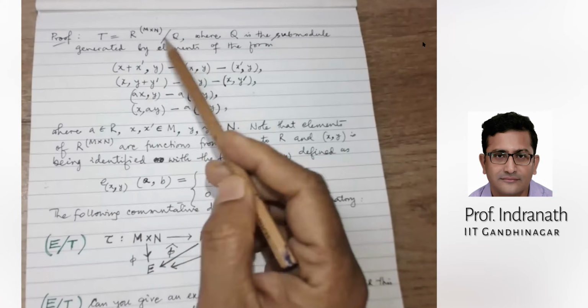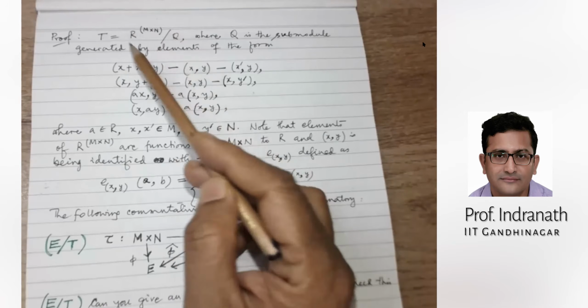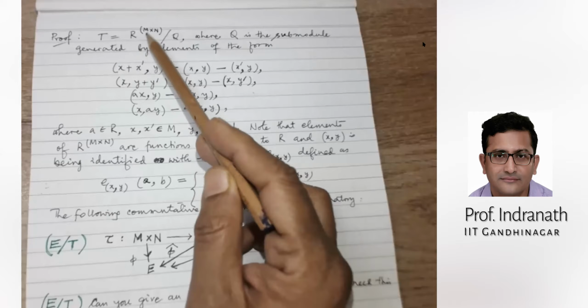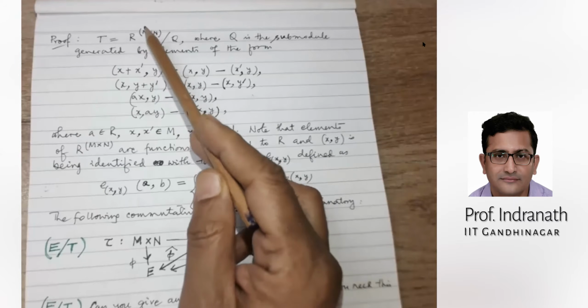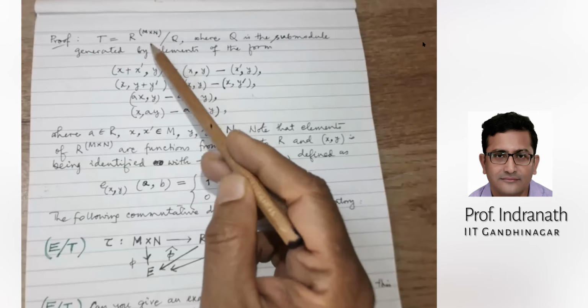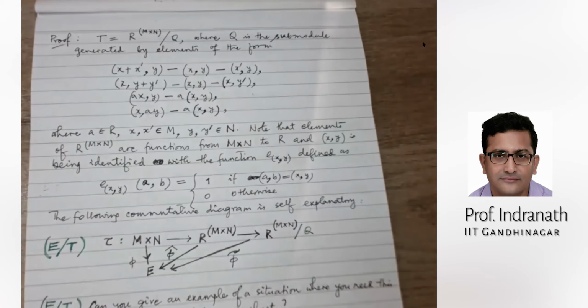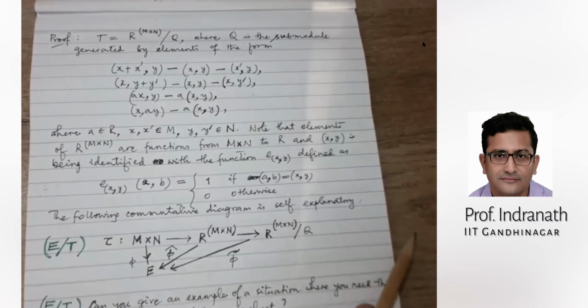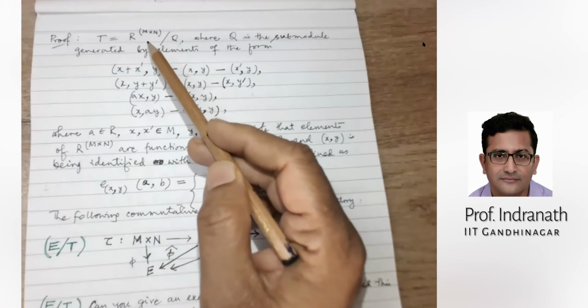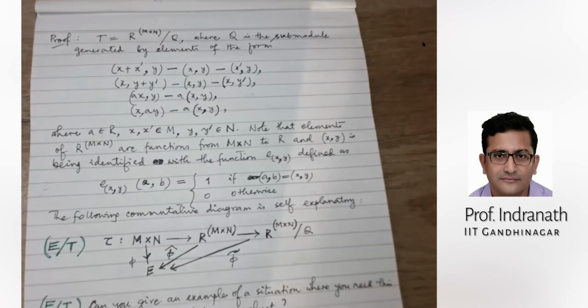What you do is, this is what is called the free R module on M cross N. What I mean by this is that this symbol should mean R raised to the bracket M cross N. Loosely speaking, it is so many copies, but you need to be a little formal. You can say that these are all the maps from M cross N to R which are finitely supported. That means at almost all places it is 0, fine.